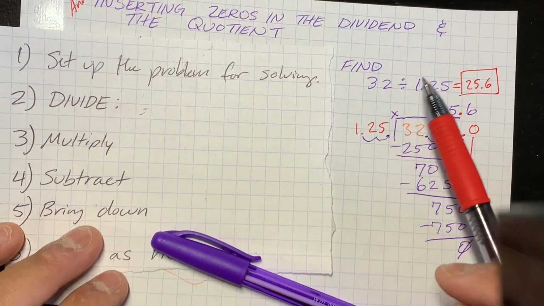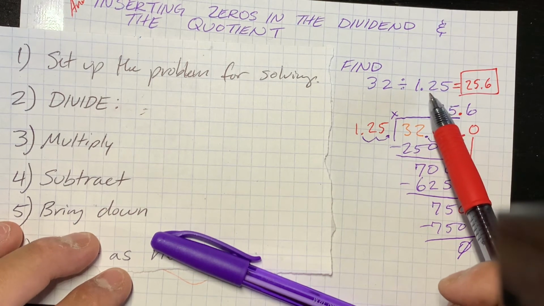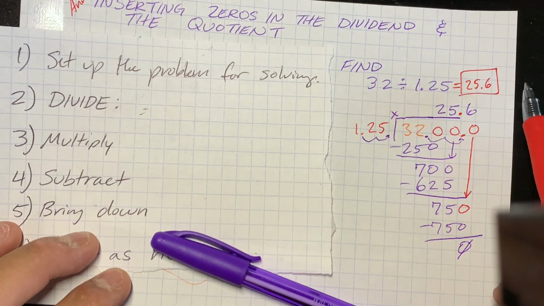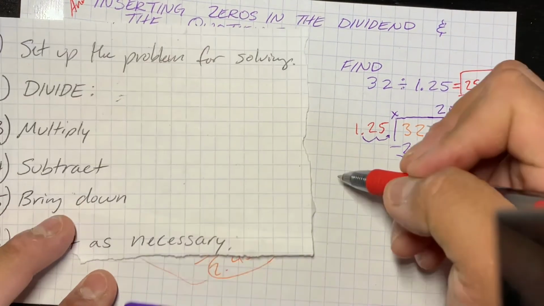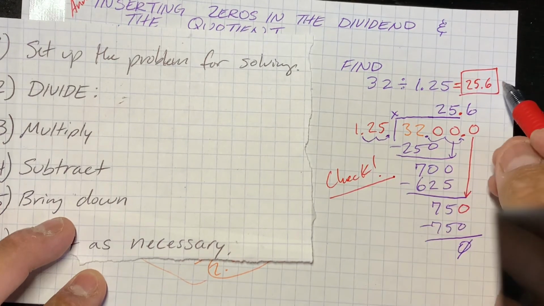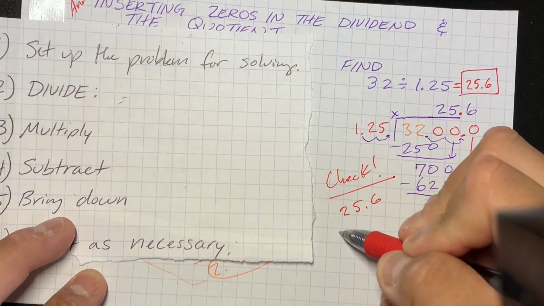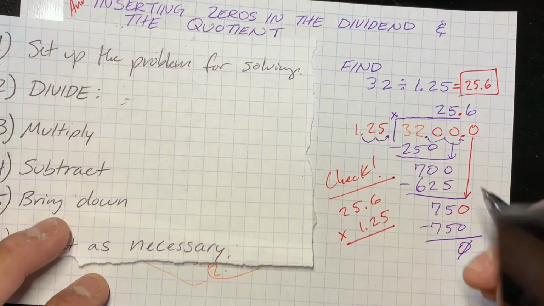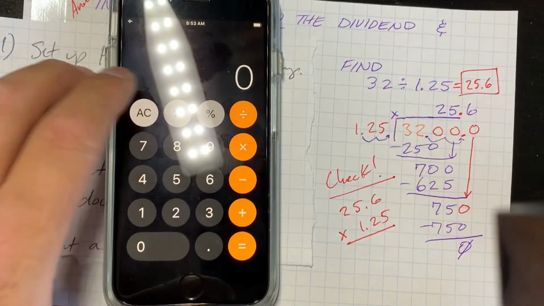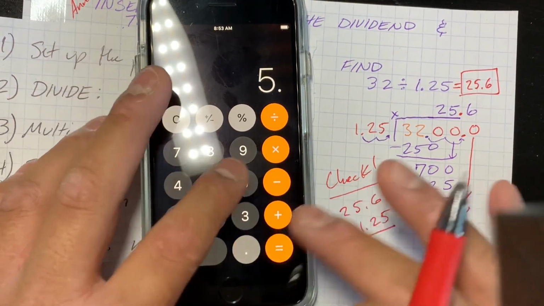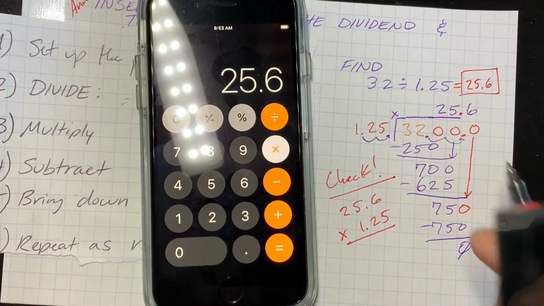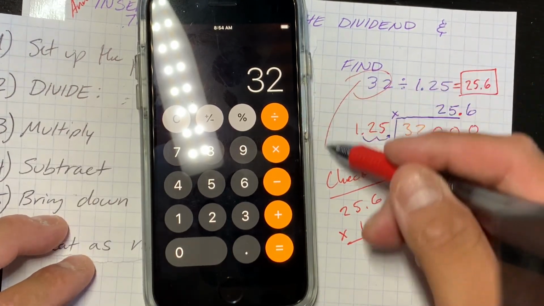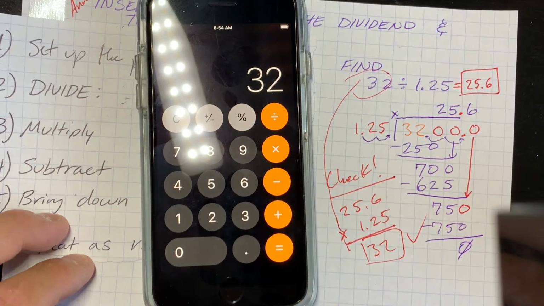Let me read the problem. So we have the dividend 32 divided by the divisor 1 and 25/100 equals 25 and 6/10. Okay, so let's check this out. So we're going to take the quotient 25 and 6/10 and multiply it by the divisor 1 and 25/100. Again, we're going to use a calculator because we need to learn how to do that. So the quotient 25 and 6/10 times the divisor 1 and 25/100 is going to equal the dividend 32. They match. So it checks. We are correct.